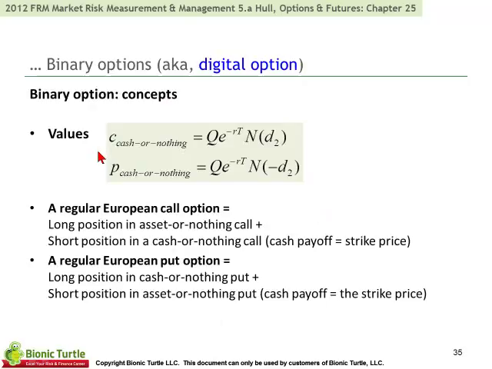So in terms of binary options, the value of our cash or nothing binary call is given by this, in the same way that the value of the cash or nothing put is also given by using its equivalent risk-neutral probability of exercise. We can synthesize a regular European call option, or decompose it, into two binary options. A regular call option is equivalent to a long position in an asset or nothing call plus a short position in a cash or nothing call, where the cash payoff is the strike price. Similarly, a regular European put option can be synthesized by a long position in a cash or nothing put plus a short position in an asset or nothing put.